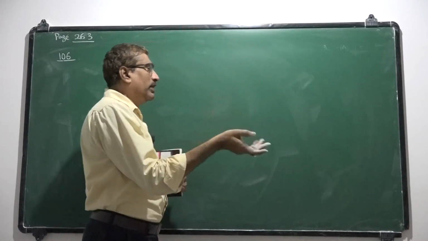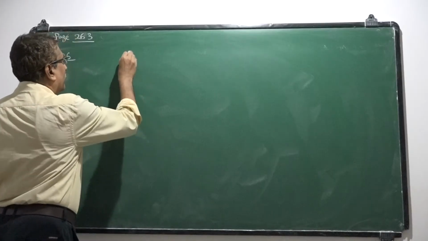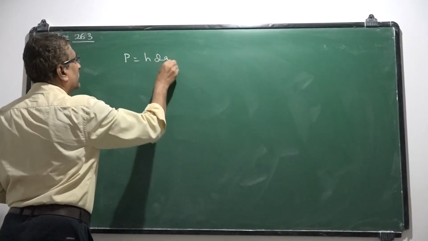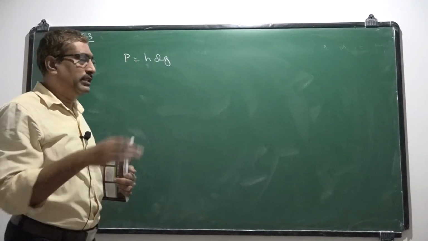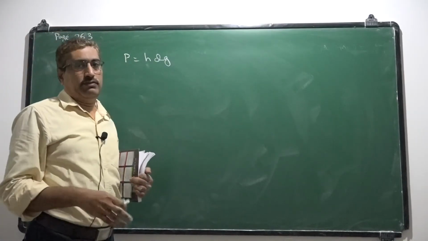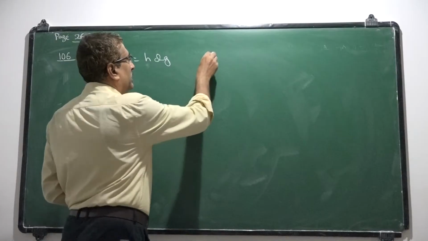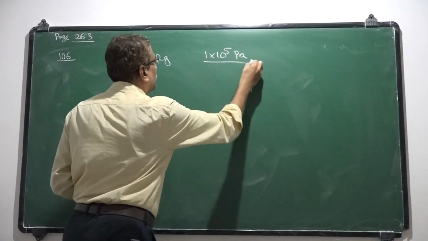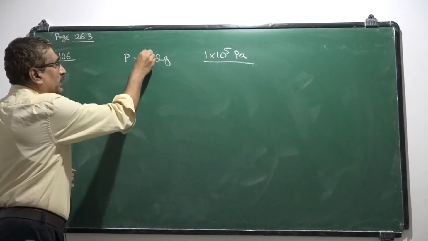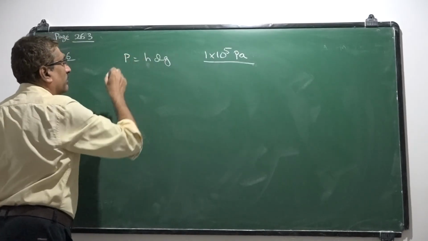That means we know the pressure is equal to hdg. Now, what is the height of this atmosphere so that it will exert a pressure, which we call atmospheric pressure? So atmospheric pressure is 1 into 10 to the power 5 Pascal. Then what is the height of this atmosphere? So substitute here.